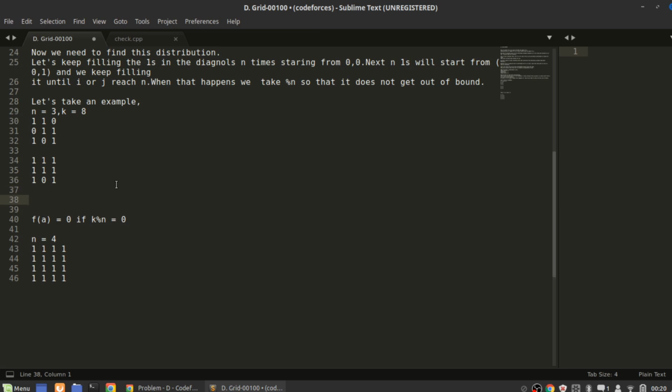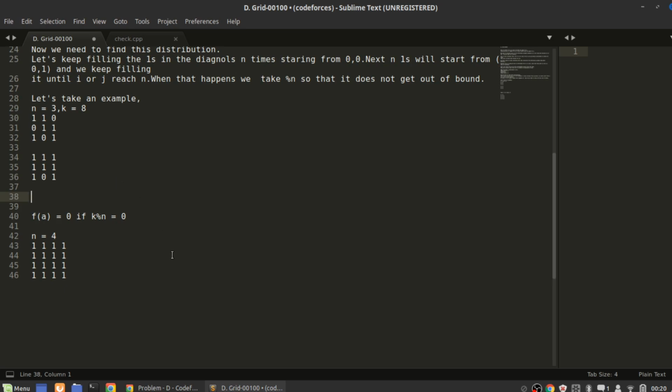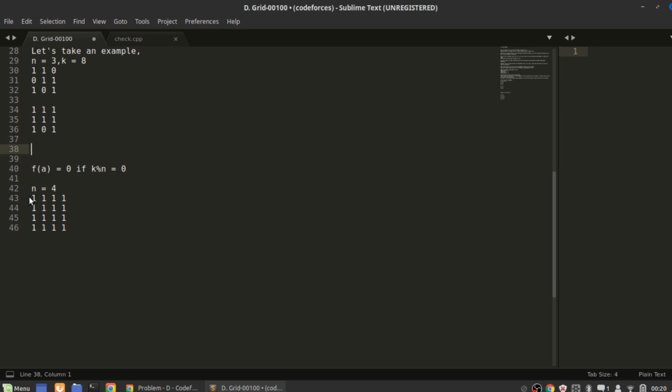Now let's find when k modulus n is equal to 0, f of a is equal to 0. So let's take another example. Let's say n equal to 4 and we solve for each of the k's from 0 to 16. So this example is to see that when k modulus n equal to 0, f of a equal to 0, and for the rest of it is equal to 2.